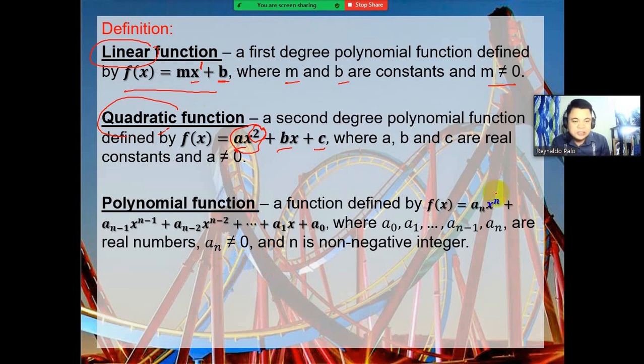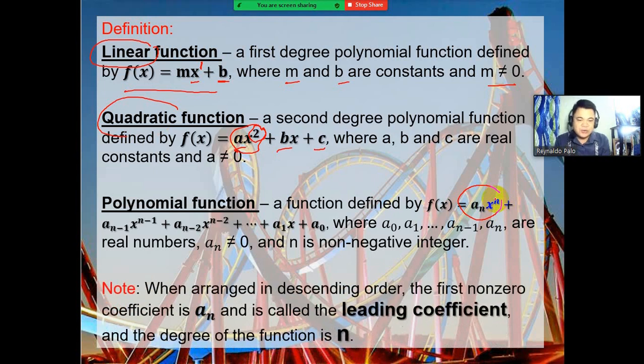So as you can see, when we say polynomial functions, you can actually arrange that. Based on the video a while back, you can arrange it from the highest degree to the lowest. But take note of this, if the terms are not arranged from the highest degree or exponent up to the lowest, it is still a polynomial function. It's just that it's not arranged. Now, when arranged in descending order, the leading or the first non-zero coefficient is a sub n and is called the leading coefficient, and the degree of the function is n.